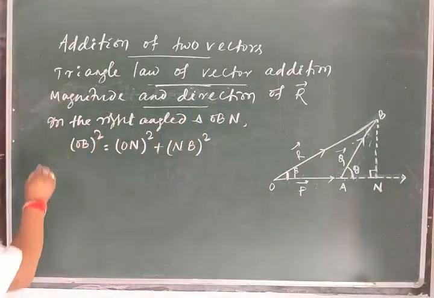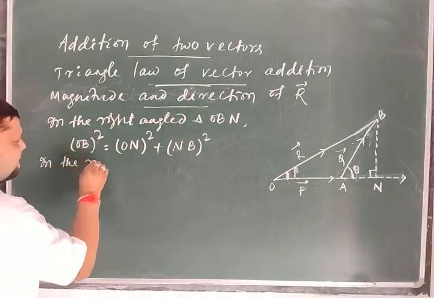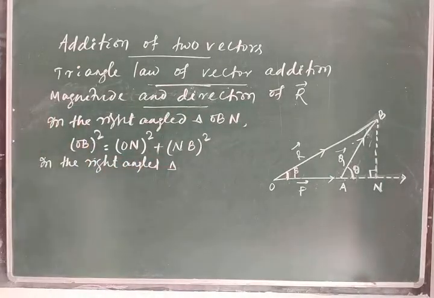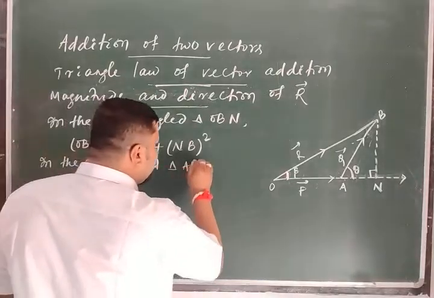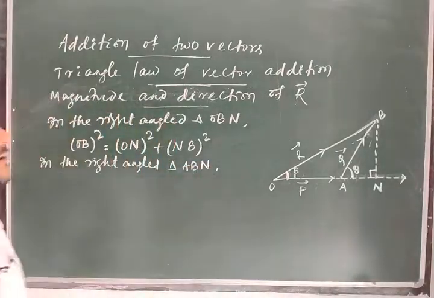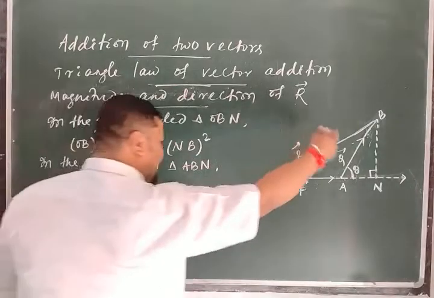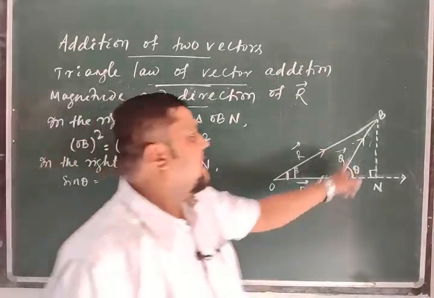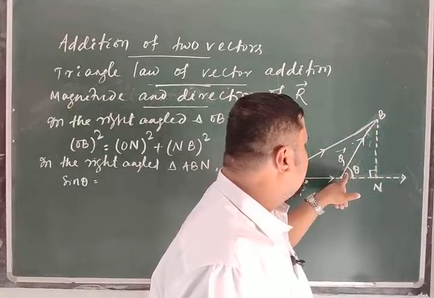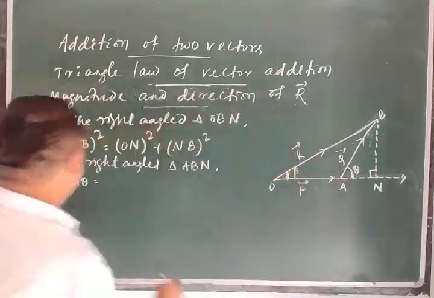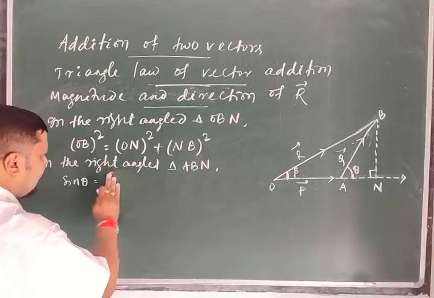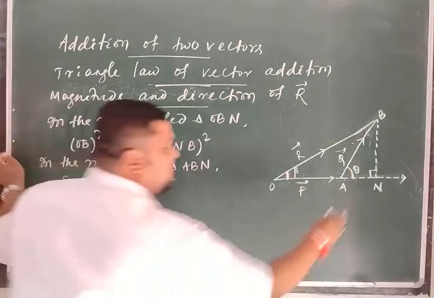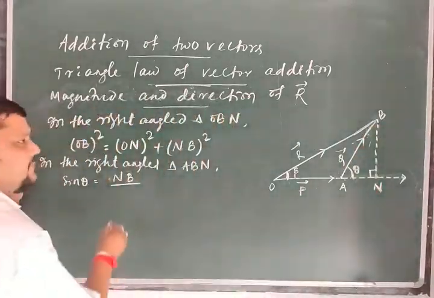To find ON and NB, again I will write in the right angle triangle ABN. In the right angle triangle ABN, what is sine theta? Tell me what is sine theta? In the small triangle ABN, sine theta is equal to NB divided by AB.